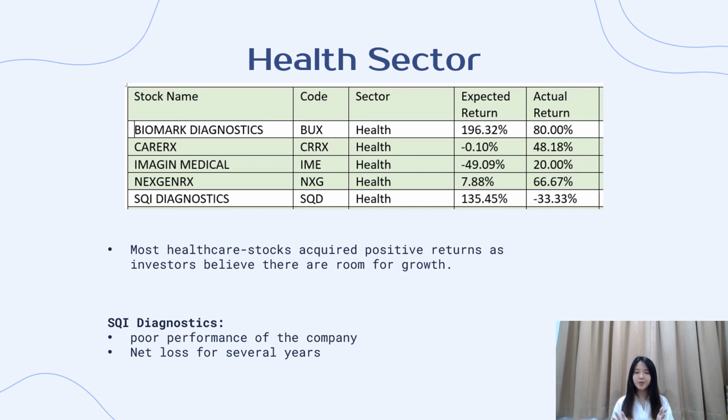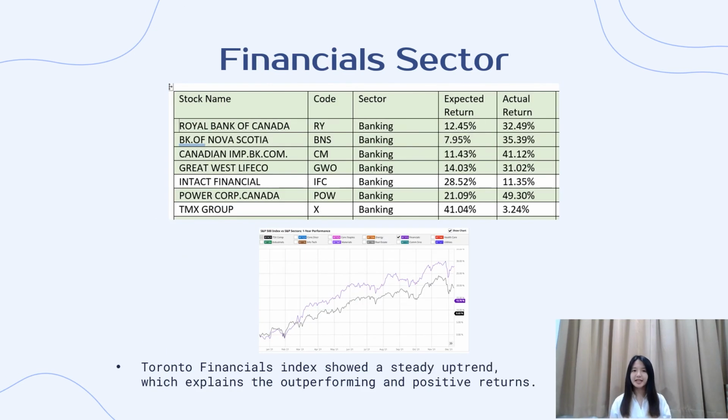However, most of the healthcare-related stocks attained positive returns because investors believe that there will be room for future growth in healthcare technology companies, as they are able to provide immense benefit in this period of time where diseases are constantly evolving. For the financial sector, 5 out of 7 stocks had exceeded their expected return, while the remaining 2 stocks, Intech Financial and TMX Group, did not. Although Intech Financial and TMX Group had not exceeded their expected return, the stocks still had positive returns.